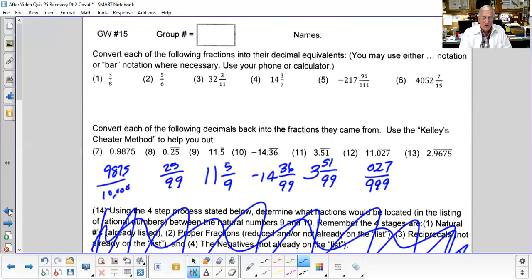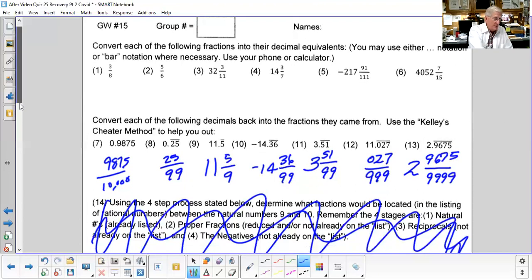All right, for 13, okay, all you do is put the whole number 2 down and put 9675 over 4 9s. That's all you need to do, and I am thrilled with that. So just do that, and you're in good shape, okay? Then you're in good shape, okay?